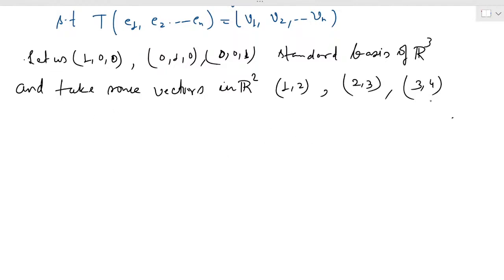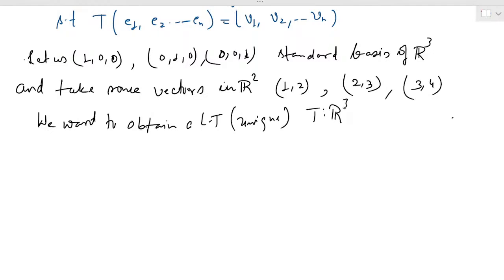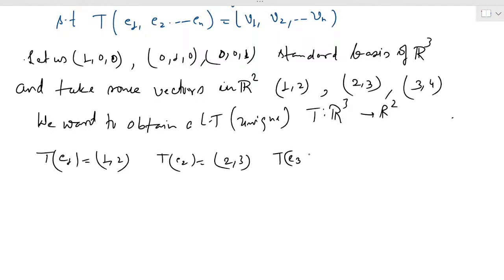Okay. So now we want to obtain a linear transformation, and that will happen to be a unique linear transformation from R cube to R square. This is what we want to do, and let us say that TE1 is equal to 1 comma 2. TE2 is, let's say, 2 comma 3, and TE3 is equal to 3 comma 4. Okay, so this is what I am writing.